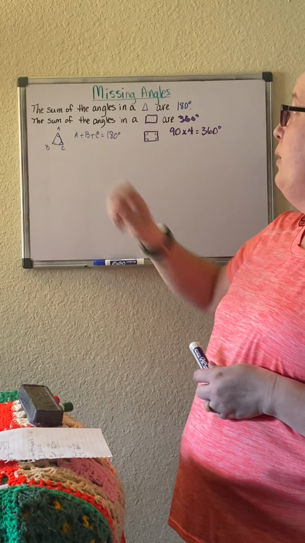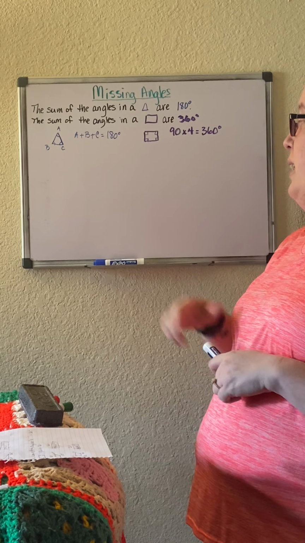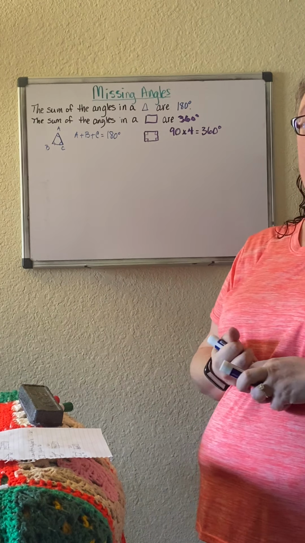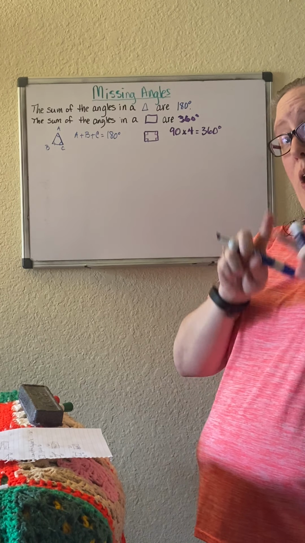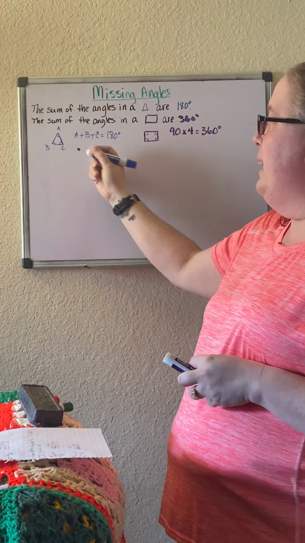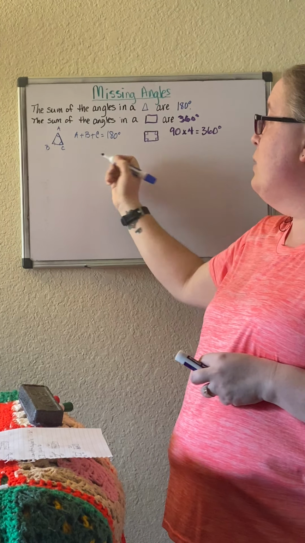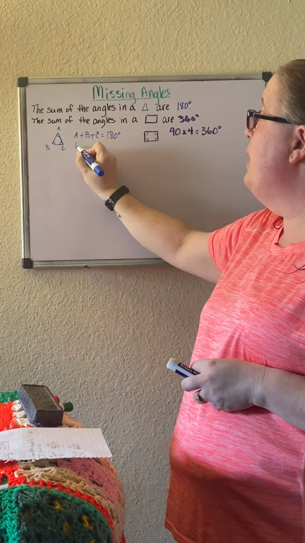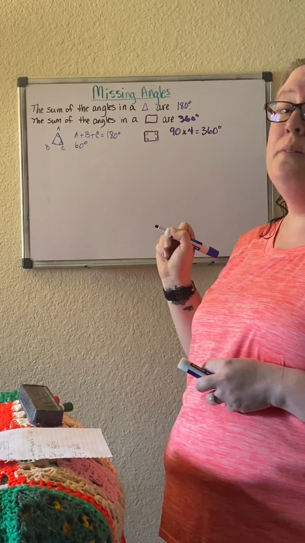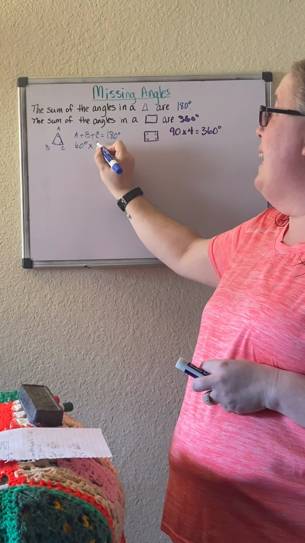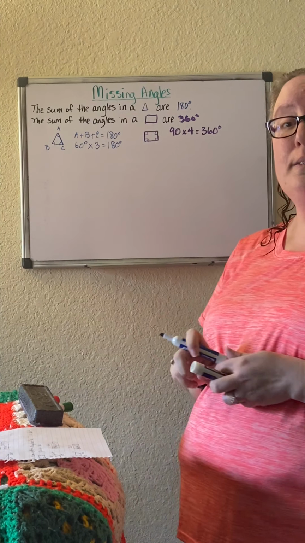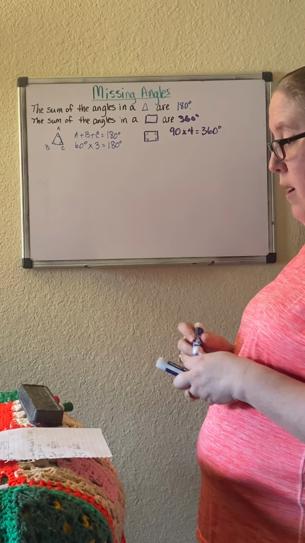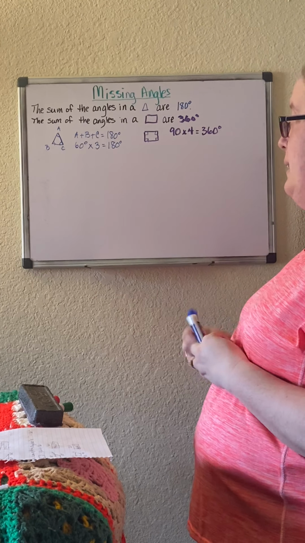This is an equilateral triangle, and an equilateral triangle means that all 3 of the sides are the same, are all equal, which means that the angles would also be equal. So for this equilateral triangle, it would be 60 degrees times 3 angles gives you 180 degrees. All right, so let's practice some of these.